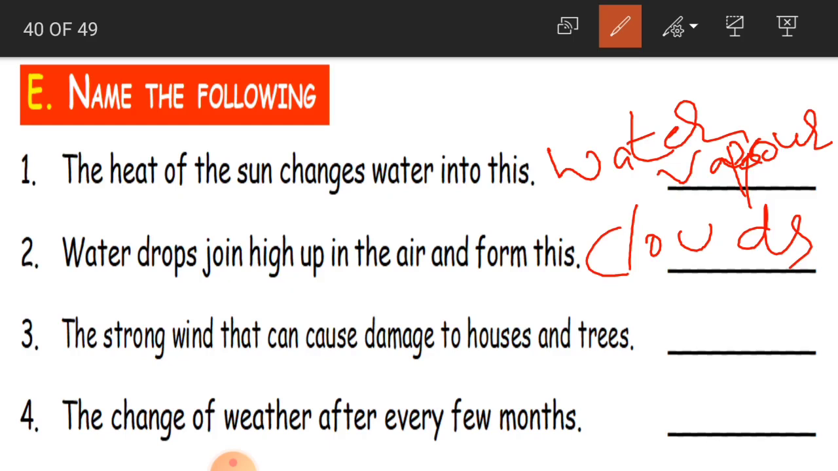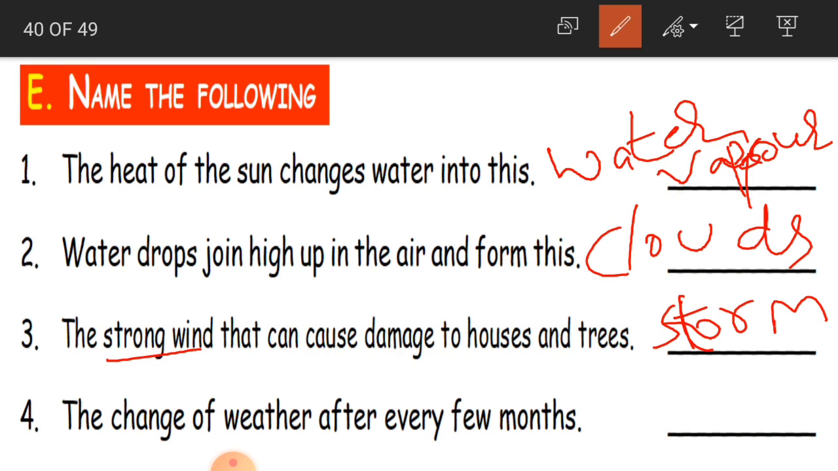Okay. And the third one is the strong wind that can cause damage to houses and trees. As we learned, with strong wind, sometimes you also get heavy rain. This strong wind is going to damage the houses and uproot the trees. It's nothing but a storm. S-T-O-R-M. Okay, storm it is.